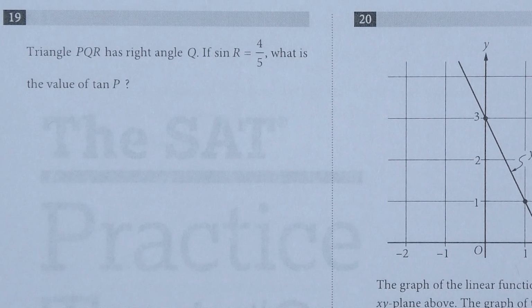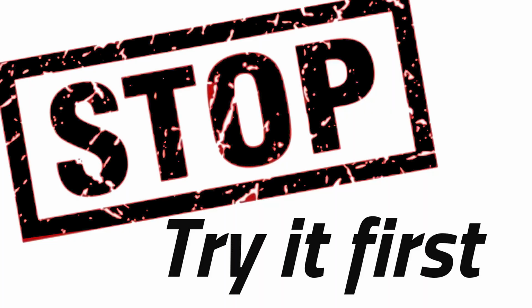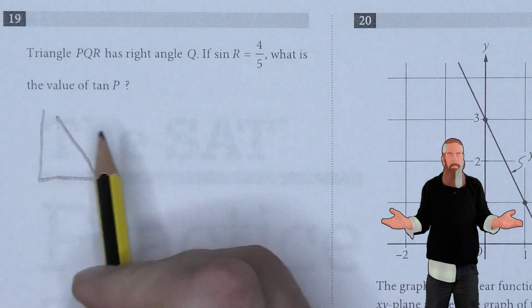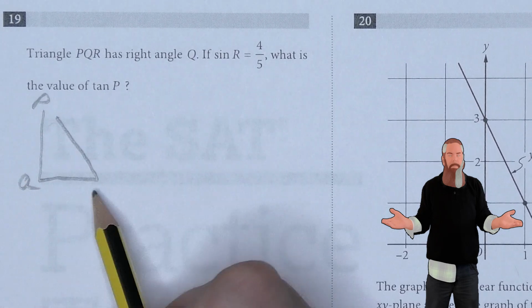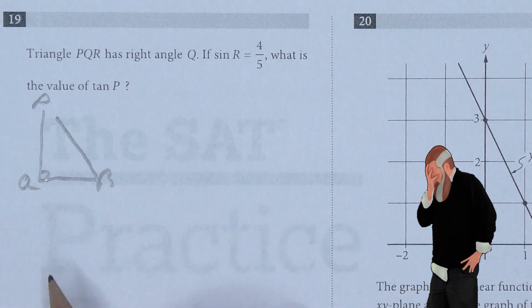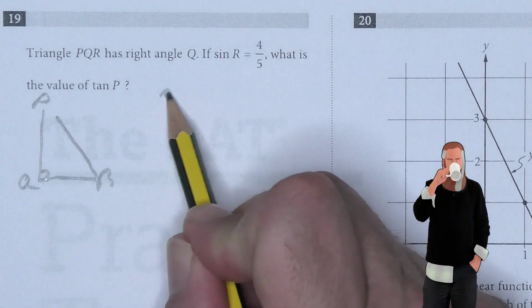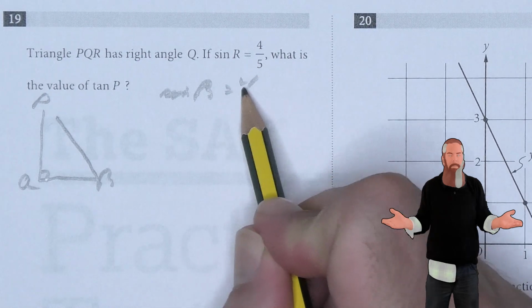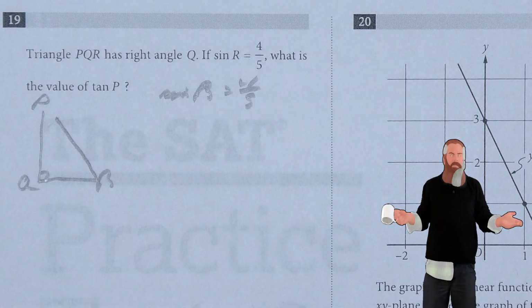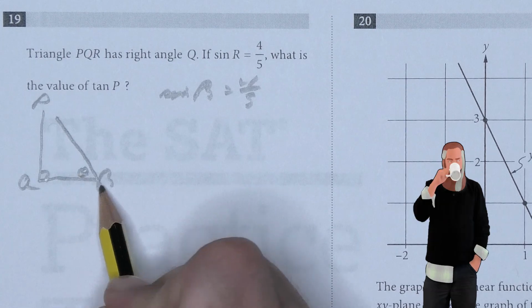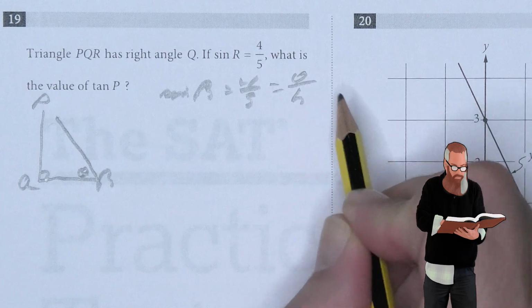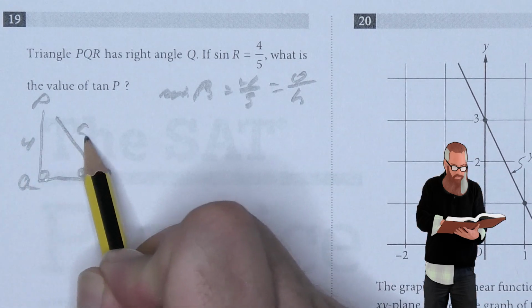The triangle PQR has a right angle Q. If the sine of R is equal to 4 over 5, what is the value of the tangent of P? So let's start out by drawing the triangle PQR. We know that Q is a right angle. We also know that the sine of R is equal to 4 over 5. So we're talking about the angle here at R. The sine of an angle is equal to the opposite over the hypotenuse, which means we're looking at 4 and 5.